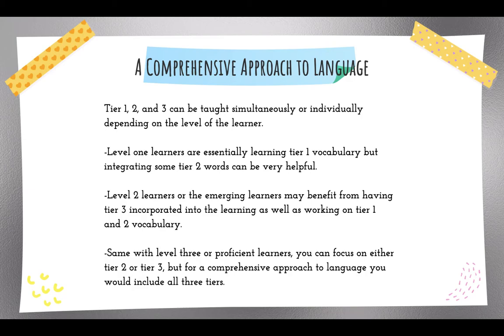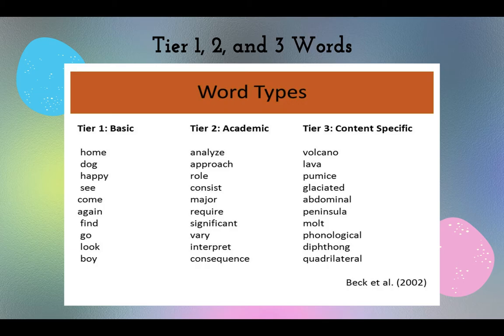You can focus on either Tier 2 or Tier 3, but for a comprehensive approach to language, you would include all 3 tiers. For example, let's say we have an ELL that is working towards getting their driver's license. You would need to know Tier 1 words such as car or wheel. The Tier 2 vocabulary would get them prepared to know words such as four-way or block. They would also need to know Tier 3 vocabulary such as violation, hazard, or accommodate. Here are some examples of Tier 1, 2, and 3 words.